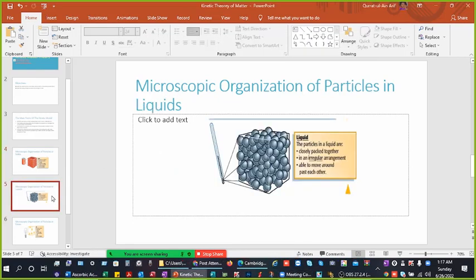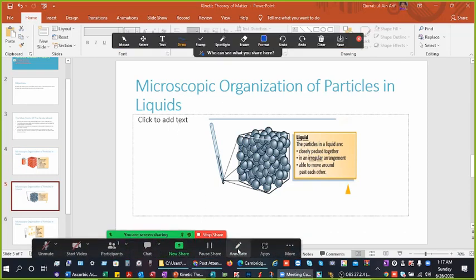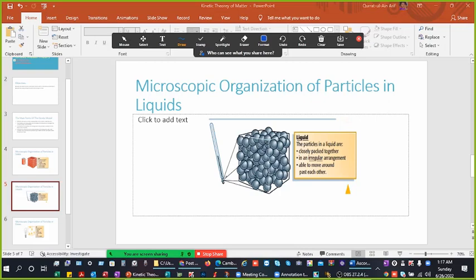Now when we talk about liquids, like mercury in a thermometer, the particles in a liquid are closely packed together in an irregular arrangement. They are able to move around and move past each other. They are able to slide past each other because the intermolecular forces are weaker as compared to solids.